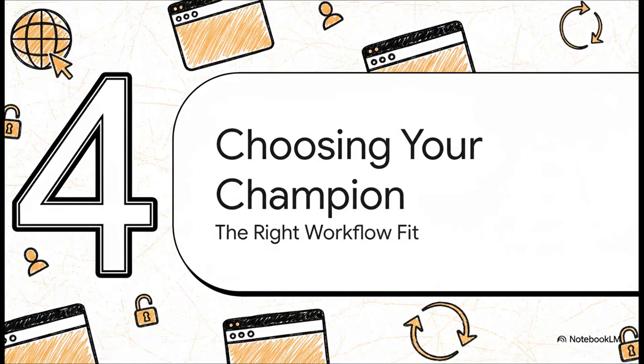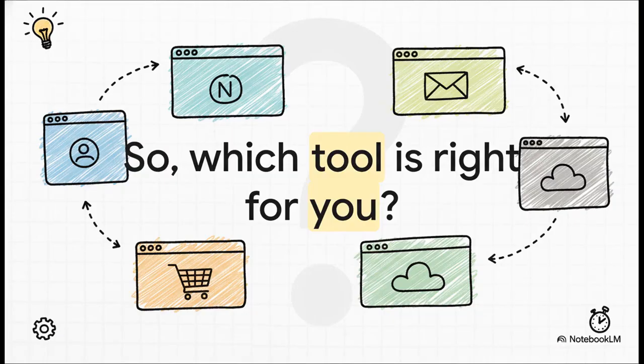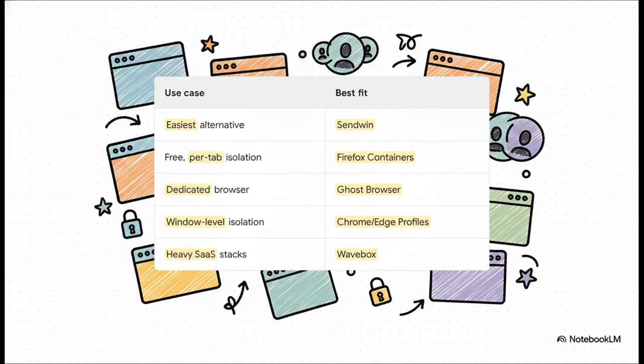Okay, so we've seen the top contenders. Now it's time to choose the champion for your specific workflow. So, how do you pick the perfect fit? Let's break it down really quick. Here's your fast-track decision guide. If you want the absolute dead simple, easiest alternative for a single browser, Sendwin is your go-to. If free per-tab isolation is what you're after, Firefox Containers is the clear answer.